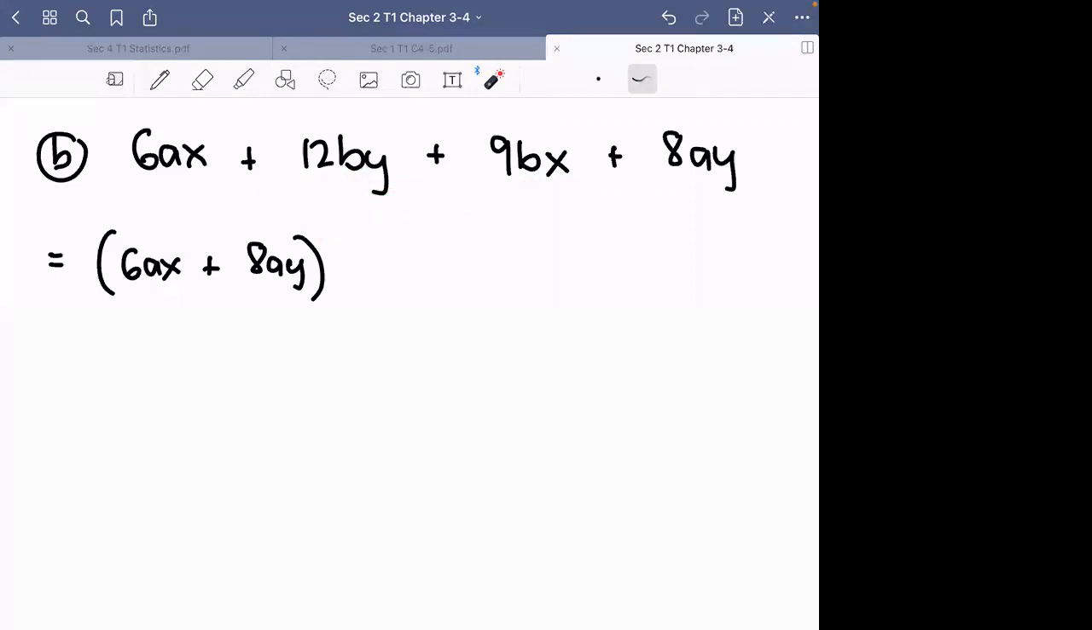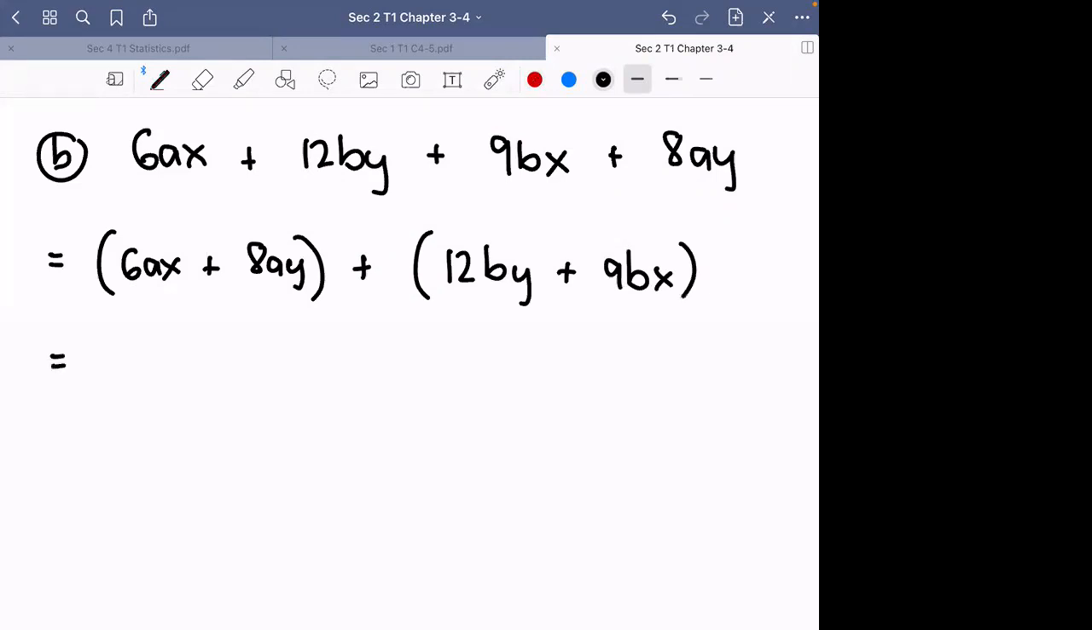Now, class, it can also be just numbers. For example, 12 and 9 are divisible by 3, so that's a common factor. But in this case, they have b and b. So let's write them now: plus 12by plus 9bx. And then what's the next step again?